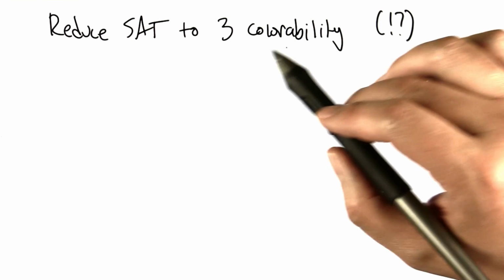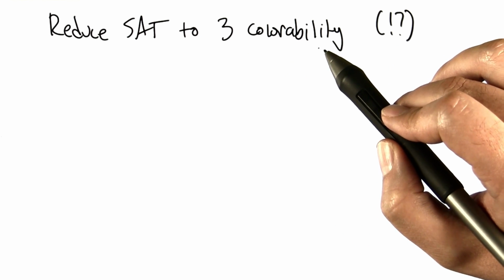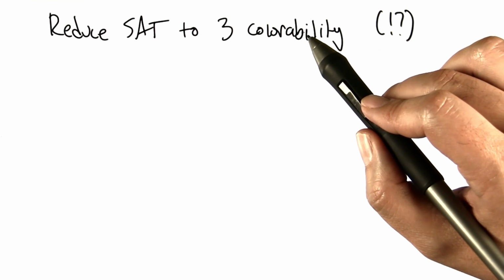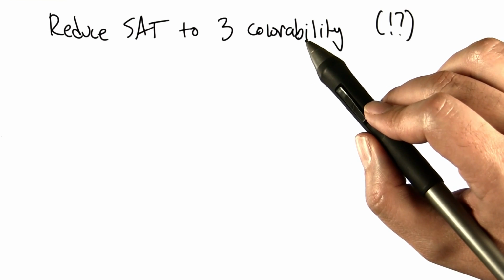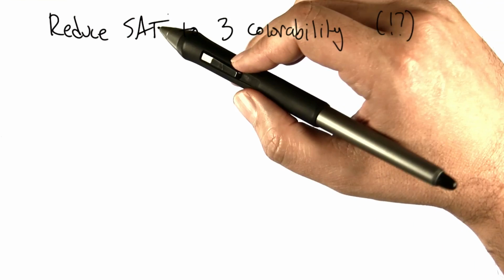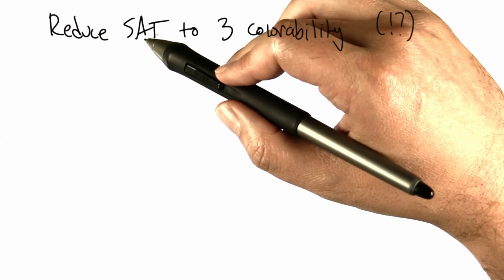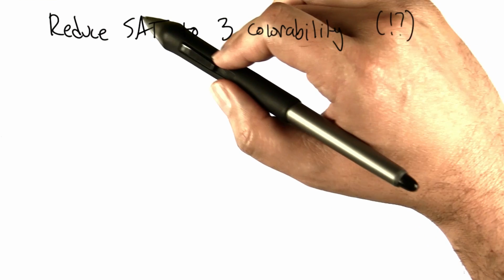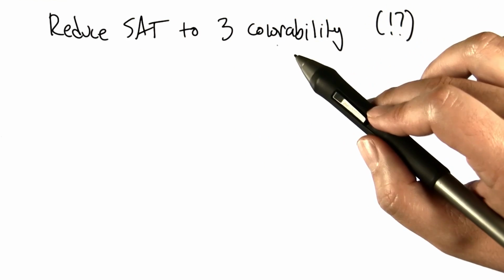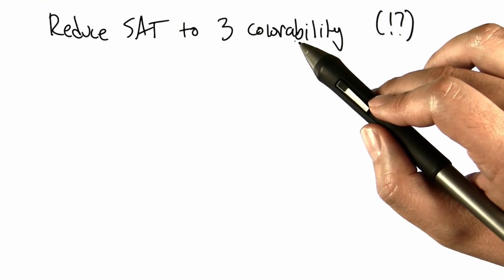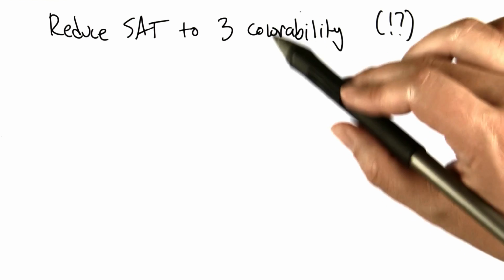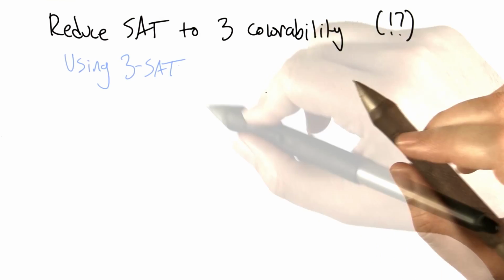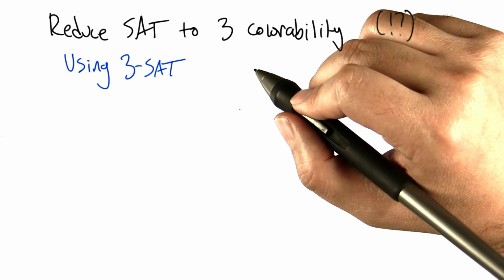To show that three-colorability is NP hard, we know it's in NP, but is it NP hard? If it's NP hard, it must be NP complete because it's in NP. But to show that it's NP hard, that means we have to take some NP hard problem and solve it by way of three-colorability. So that means we have to be able to take a satisfiability formula, somehow express it as a graph coloring problem. And if we can do that, that means a solution to the graph coloring problem will solve satisfiability and therefore anything in NP.